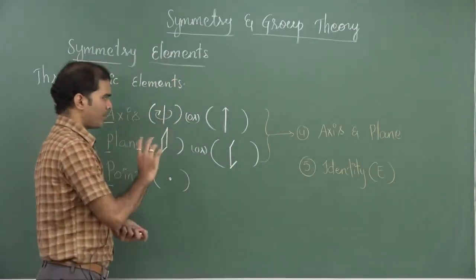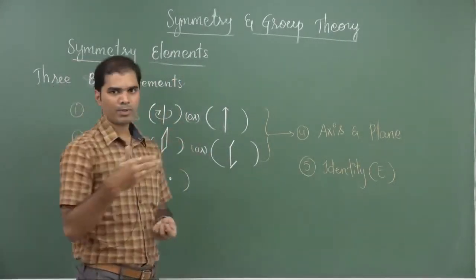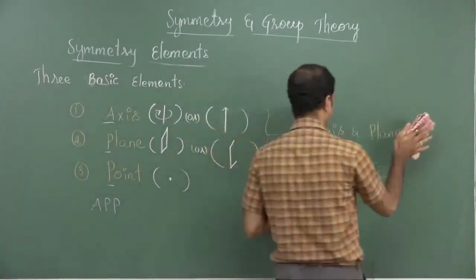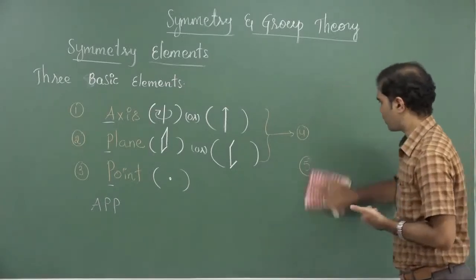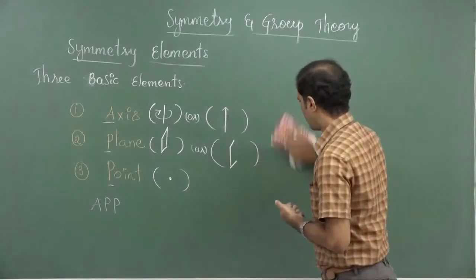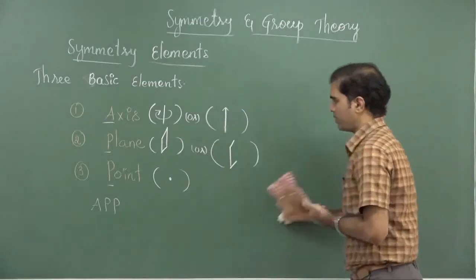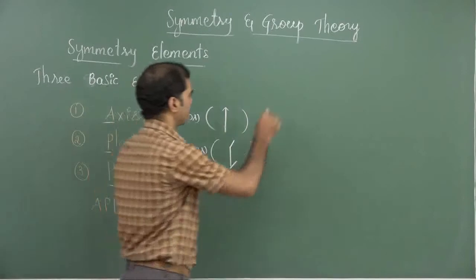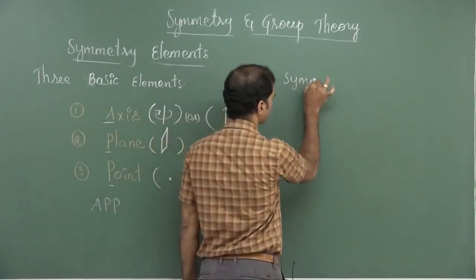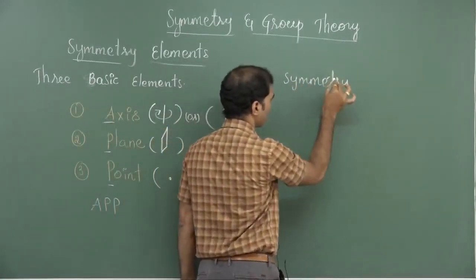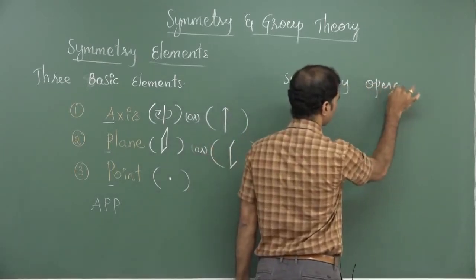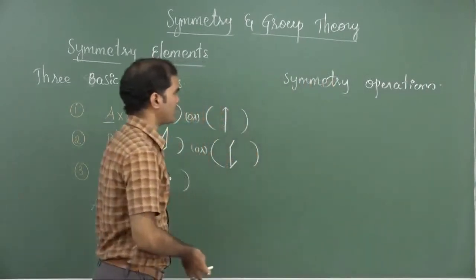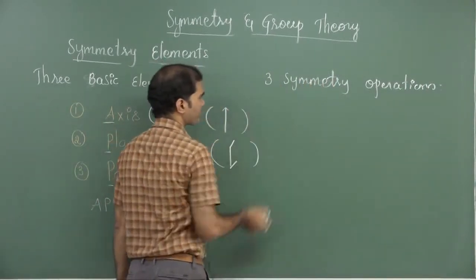Now, with these 5 symmetry elements, we can also have some operations. What are these operations? These are accessories, as I said, for our symmetry, but mathematically identity is very, very important. You just cannot neglect identity element. When it comes to the symmetry operations, how many symmetry operations are present means it is again 3.